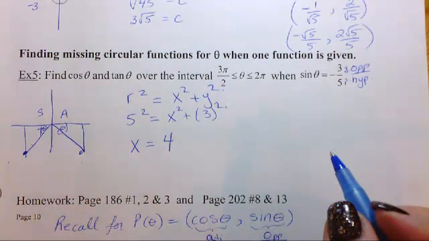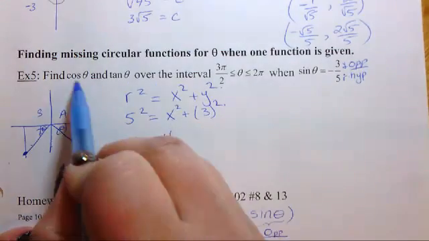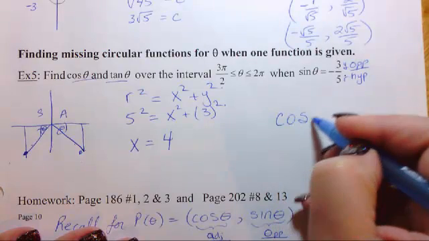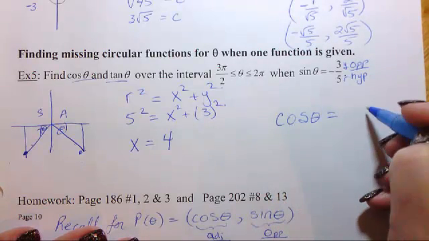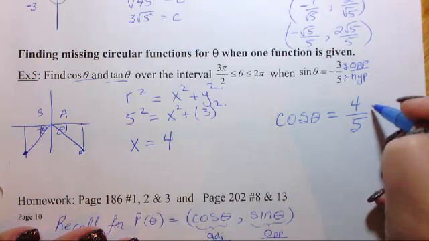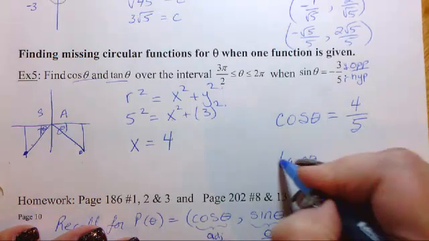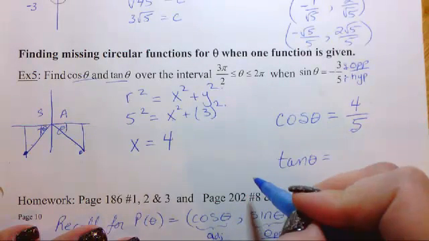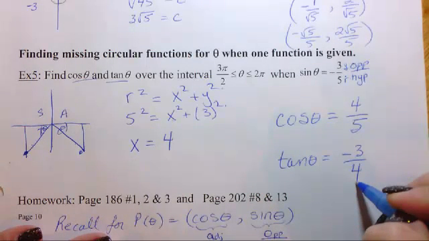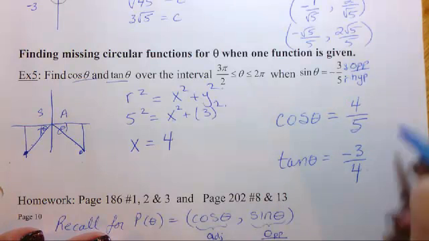And my answer is going to end up being, I have to write down cos and tan. So let's have the answer for cos theta, which is going to be 4 over 5, that's x over r, and tan theta is going to be -3 over 4, which is my y over x.